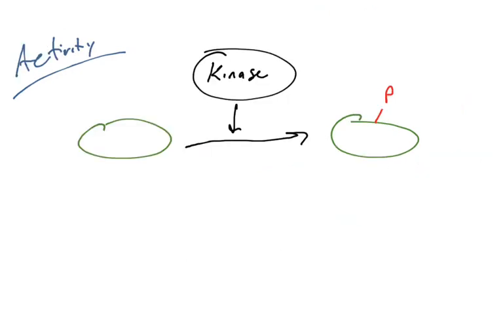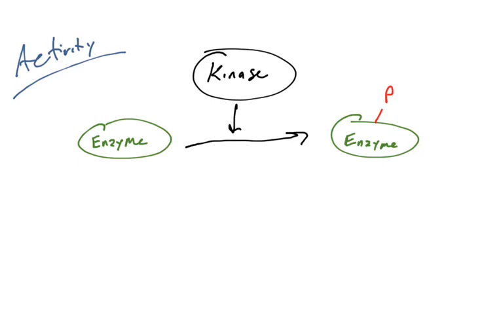Activity. Protein phosphorylation can commonly regulate the activity of a protein. So I've put the kinase back in here. This black kinase acts on the substrate here, the green substrate. So the kinase will phosphorylate this protein, this green protein. Now, this protein could be an enzyme, right?